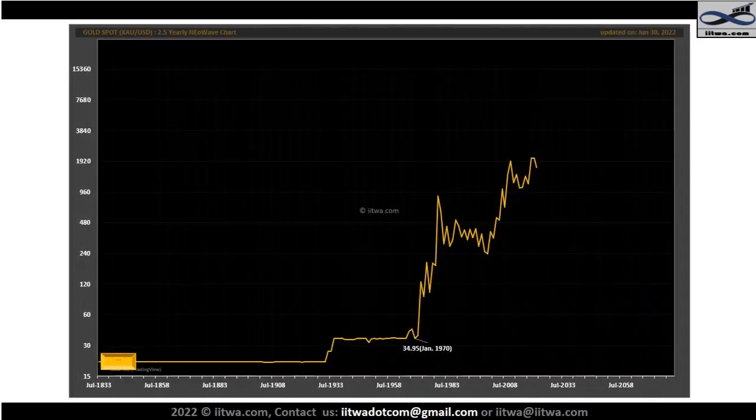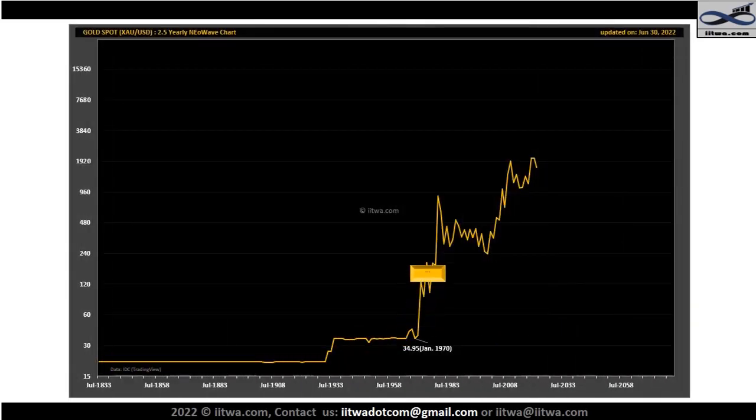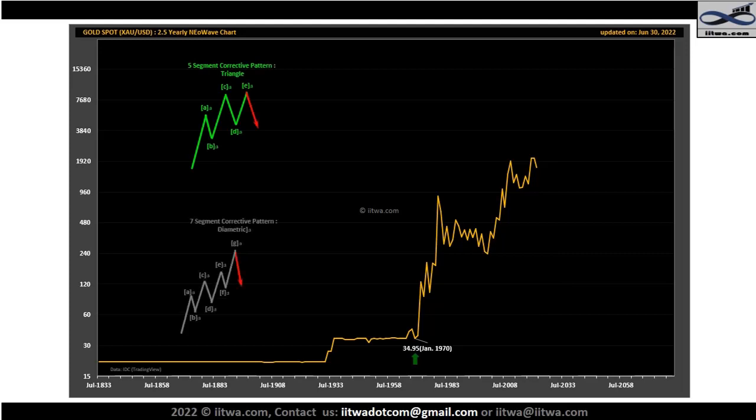This is the 2.5 yearly NEoWave chart of spot gold. On this chart, we can see this area has almost stagnant prices that are less important to initiate an analytical pattern. Supercycle degree wave began from the January 1970s low, that is 34.9. It is difficult to say which pattern is forming with supercycle degree, but certainly it is a corrective development of probably a 5 or 7 segment pattern formation.